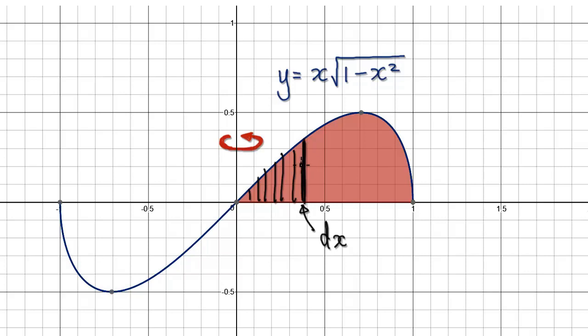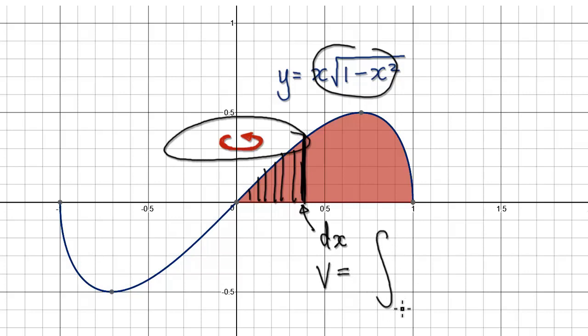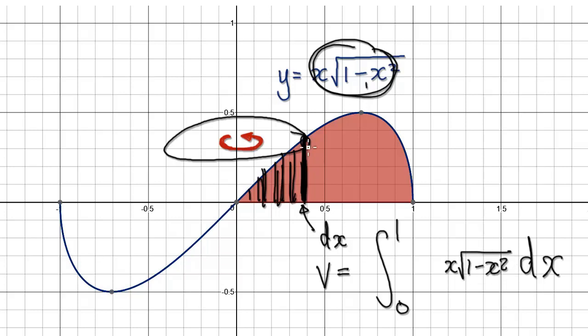And as we're moving along, once we've got the height, we need to 2 pi r it. We need to get the circumference. So really, the volume is given by this. From 0 to 1, we're moving in the dx direction. Each step of the way, we need to know the height. The height is given by this, which will be x root 1 minus x squared. And once we've got the height, we need to 2 pi r it to get the circumference. So that will then give us our cylinder.